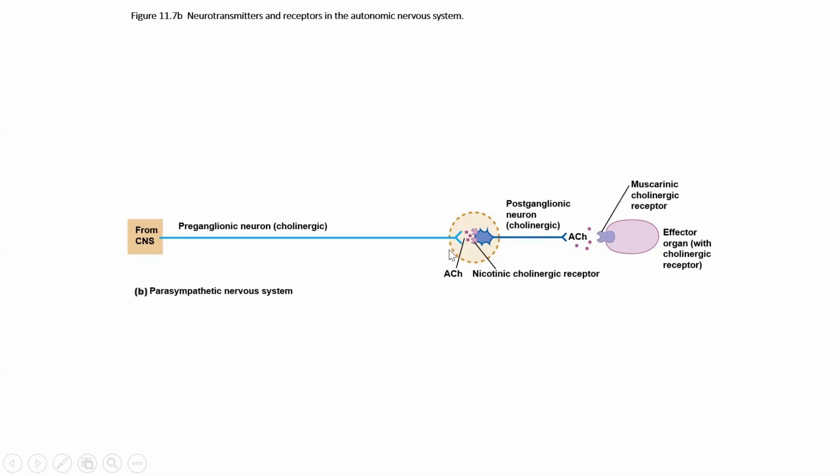We have a cholinergic receptor that is a nicotinic receptor that is located on the postganglionic neuron. So it's at the autonomic ganglia. And then our second type of cholinergic receptor, which also binds acetylcholine, is a muscarinic cholinergic receptor. And that is found on our effector tissue. And that is a different type of receptor.